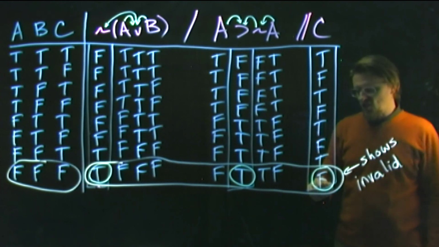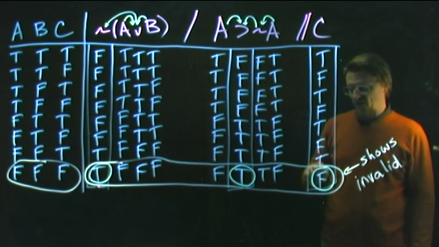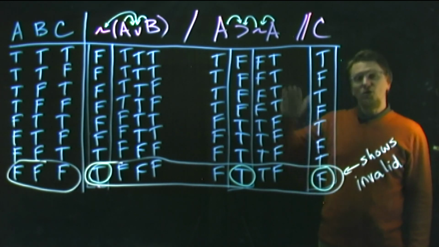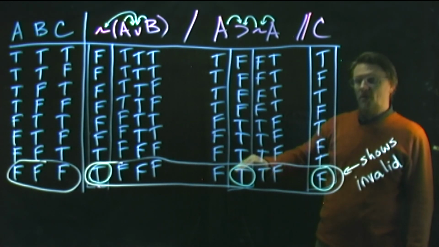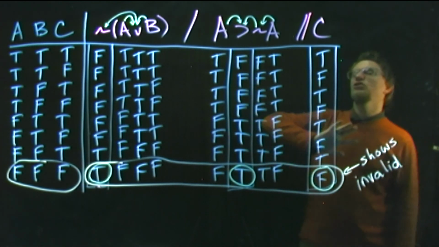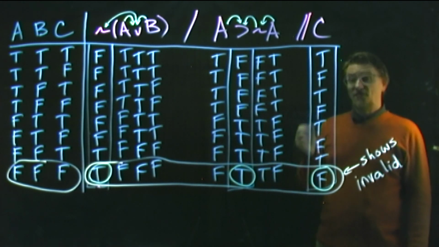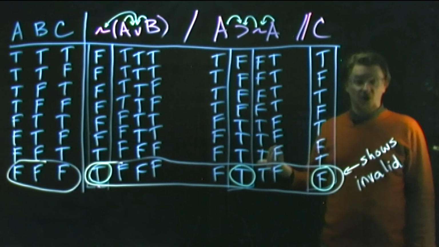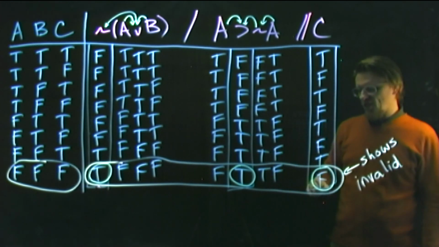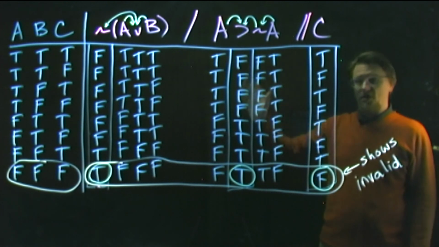Now, if this conclusion right here had turned out true in this spot, which it doesn't, but if it had turned out to be true there, then of course we would never be able to find a row where we have all true premises and a false conclusion. And if there is no chance to have all true premises and a false conclusion, that is what we mean by a valid argument. So in other words, if that had turned out to be true right there, we wouldn't write anything about invalid. We'd say this is a valid argument. Okay?